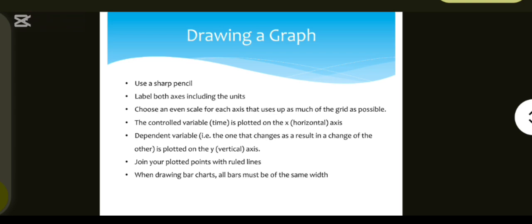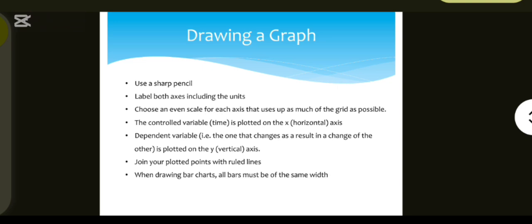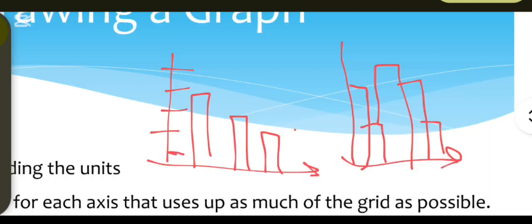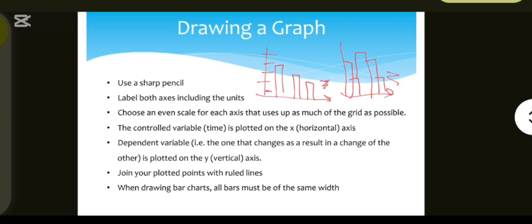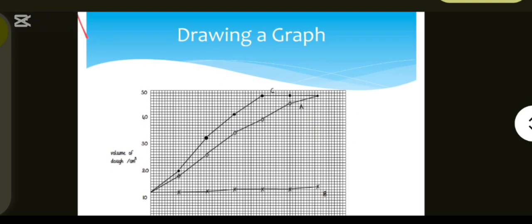And then in a bar chart or histogram, what is the difference between a bar chart and a histogram? So let me clear. Basically this is your bar chart, which has a distance between the bars, and this is your histogram. So remember the difference between a bar chart and a histogram. Alright. So this is what I mean: you have to draw using ruled lines, meaning straight lines.